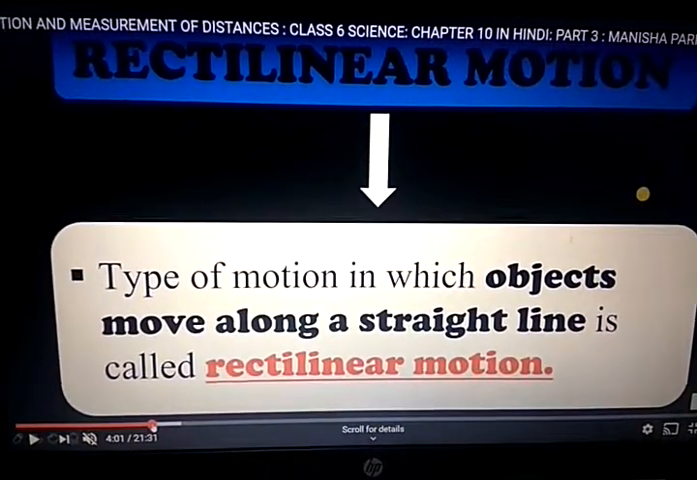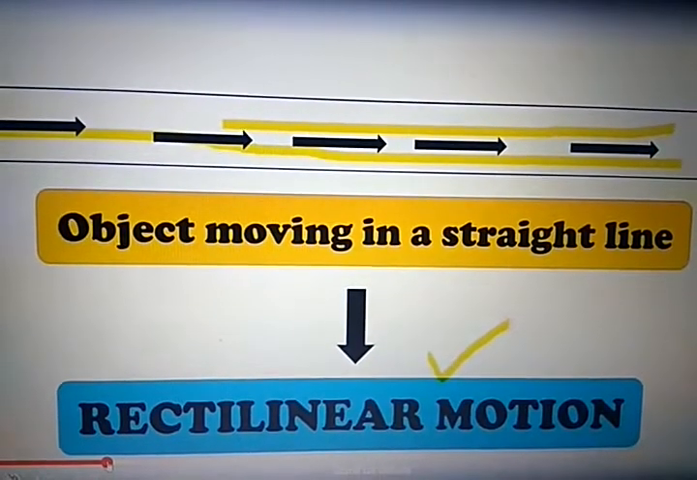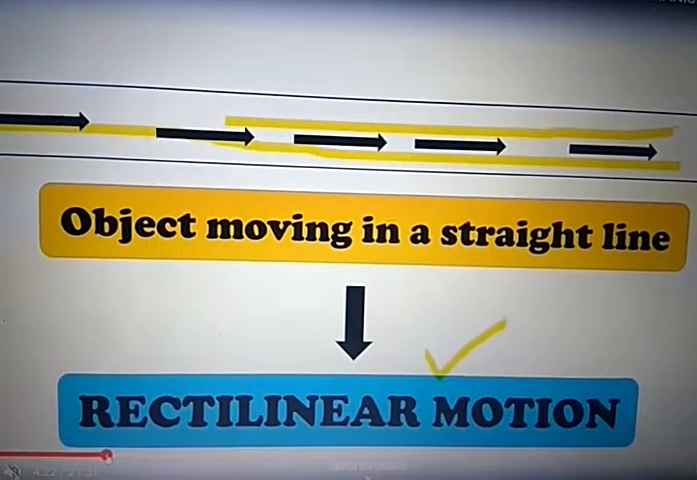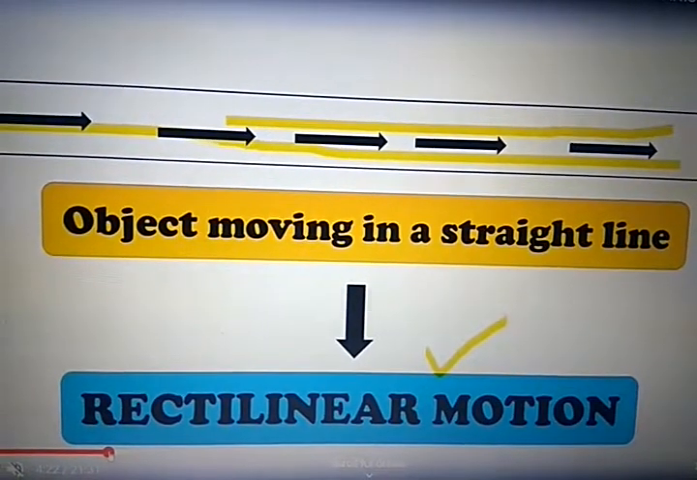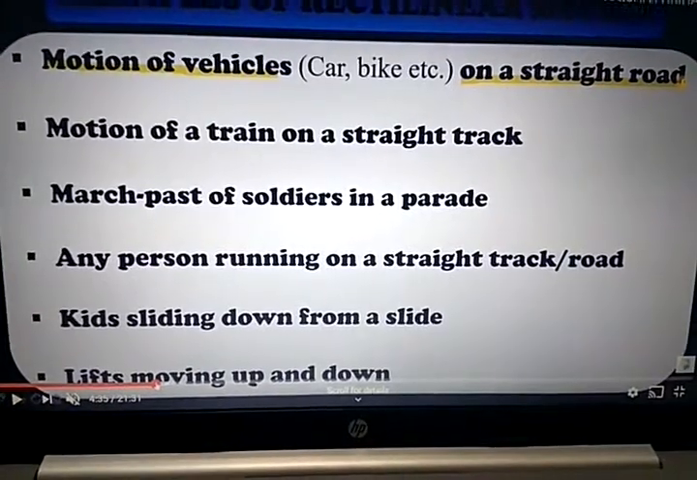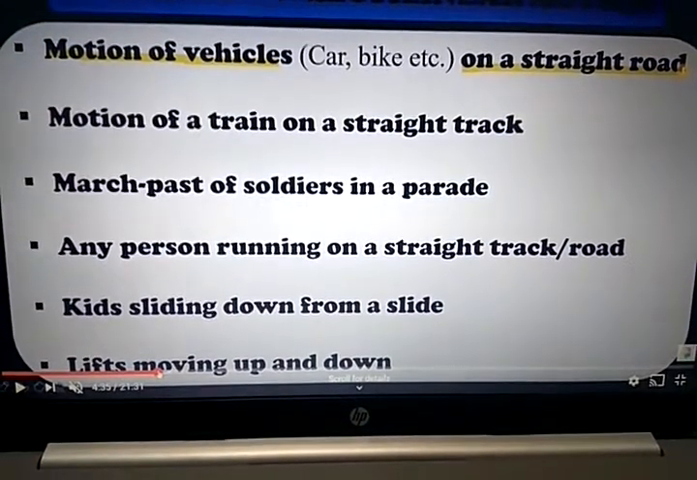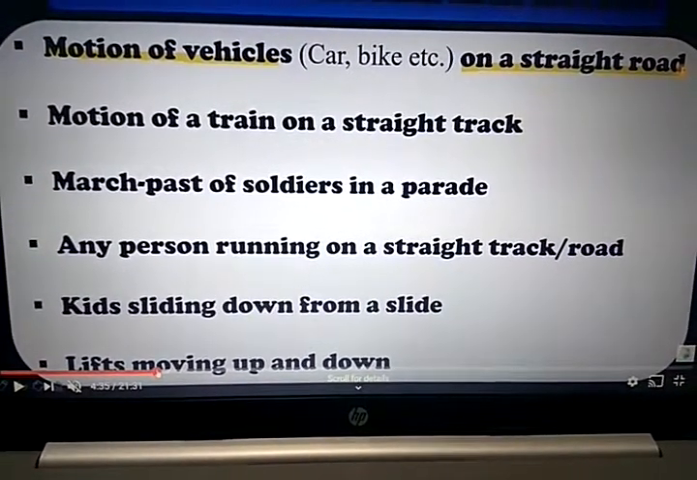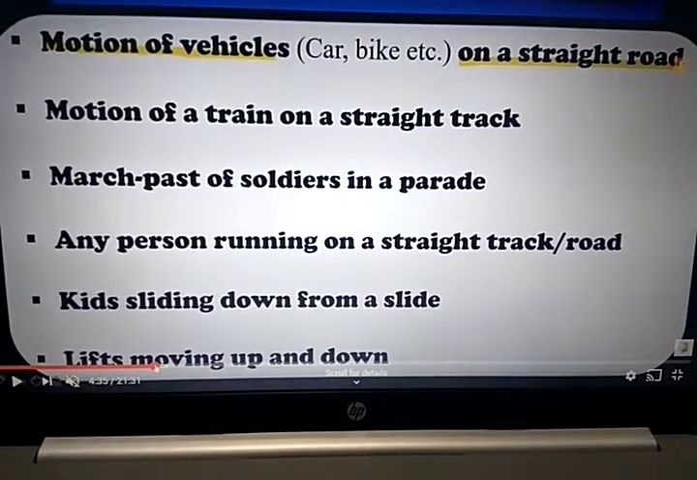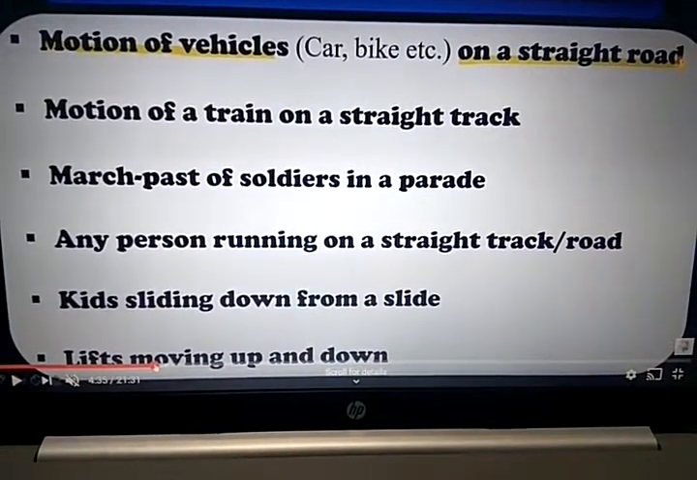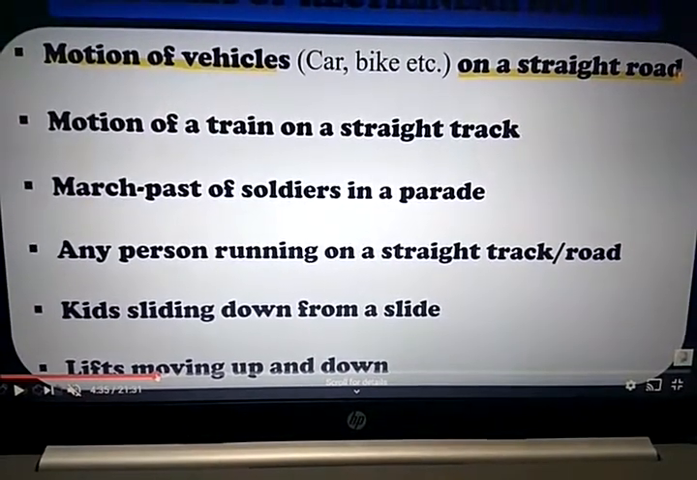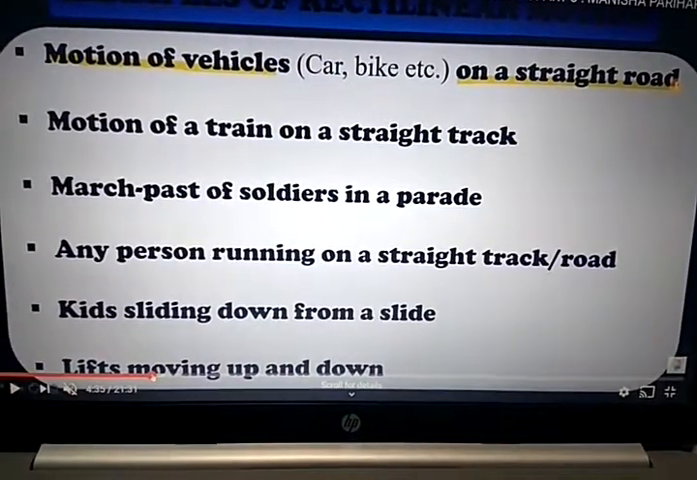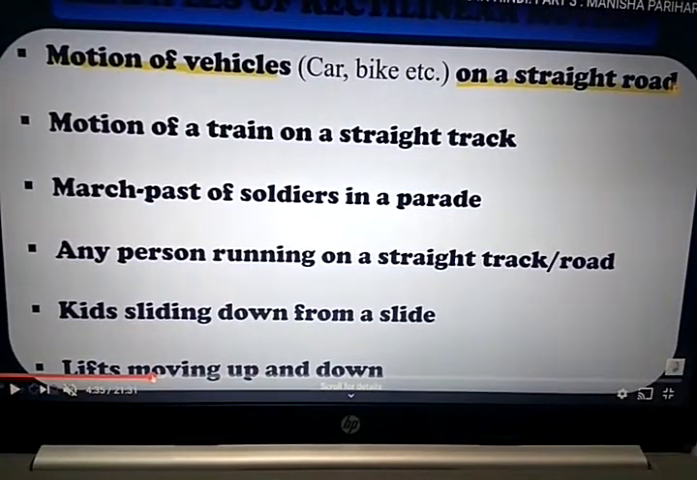Say for example, an object moving in a straight line is rectilinear motion. Rays of sunlight always move in a straight line. These are the examples of rectilinear motion: motion of vehicles, that is car, bike, etc. on a straight road, motion of a train on a straight track, march past of soldiers in a parade, any person running on a straight track road, kids sliding down from a slide, and a lift moving up and down. These are all examples of rectilinear motion.